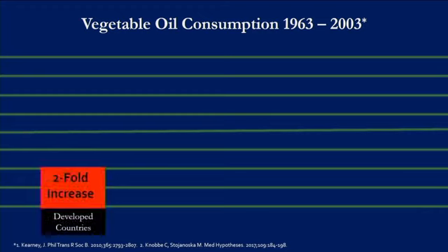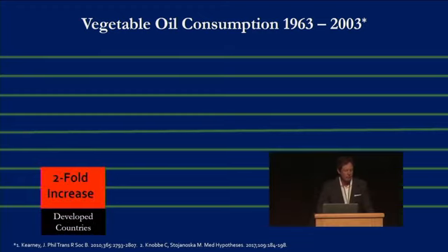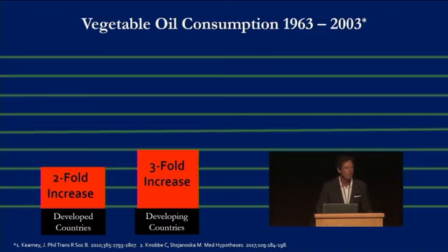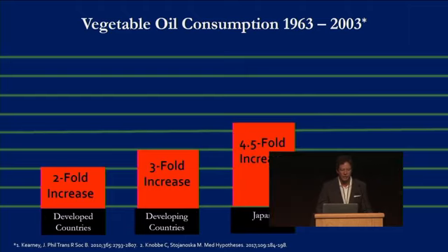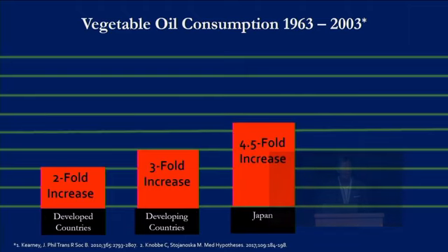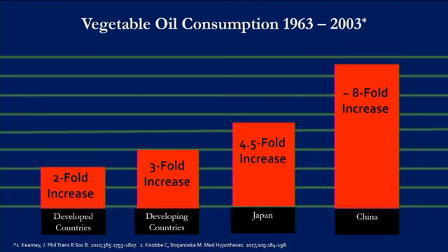Now, think it didn't happen worldwide? Just in the period between 1963 and 2003, in developed countries, vegetable oil consumption doubled. In developing countries, it tripled. Japan, for example, had a 4.5-fold increase. China, in this period of time, had almost an 8-fold increase. And the Asians are getting sick as we are.